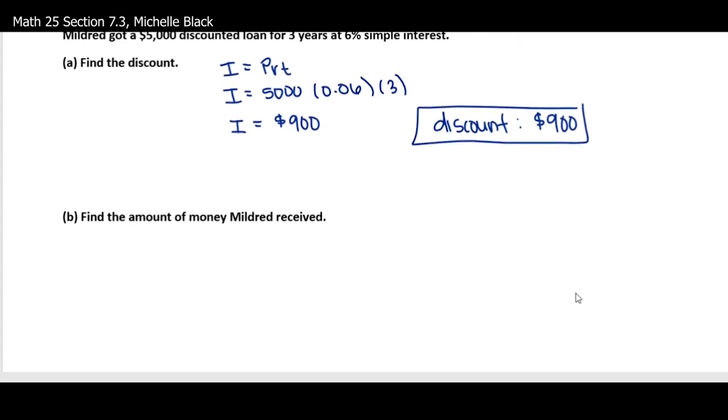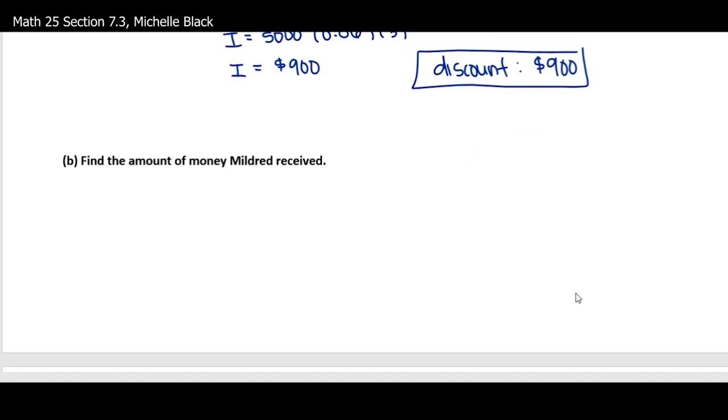So part B says, find the amount of money that Mildred received. Well, we saw above that for a discounted loan, the interest is subtracted from the total amount before the person is given the money. The original amount of our loan was $5,000, but the bank is going to subtract off the discount, which was $900. So the total amount of money that Mildred is going to receive that she's borrowing is $4,100.